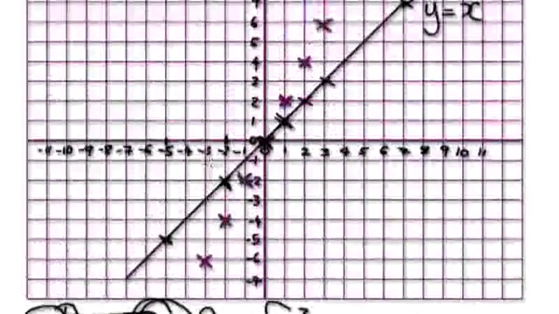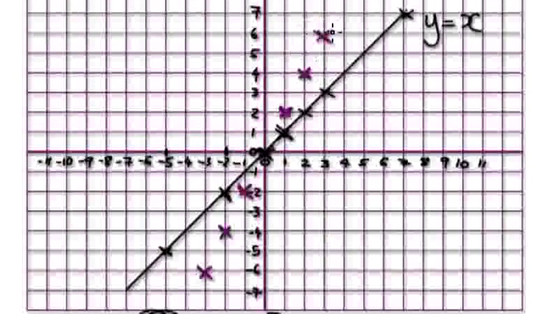Now if you join up all the points, it will look like this. Okay, so this graph here is y equals 2x.